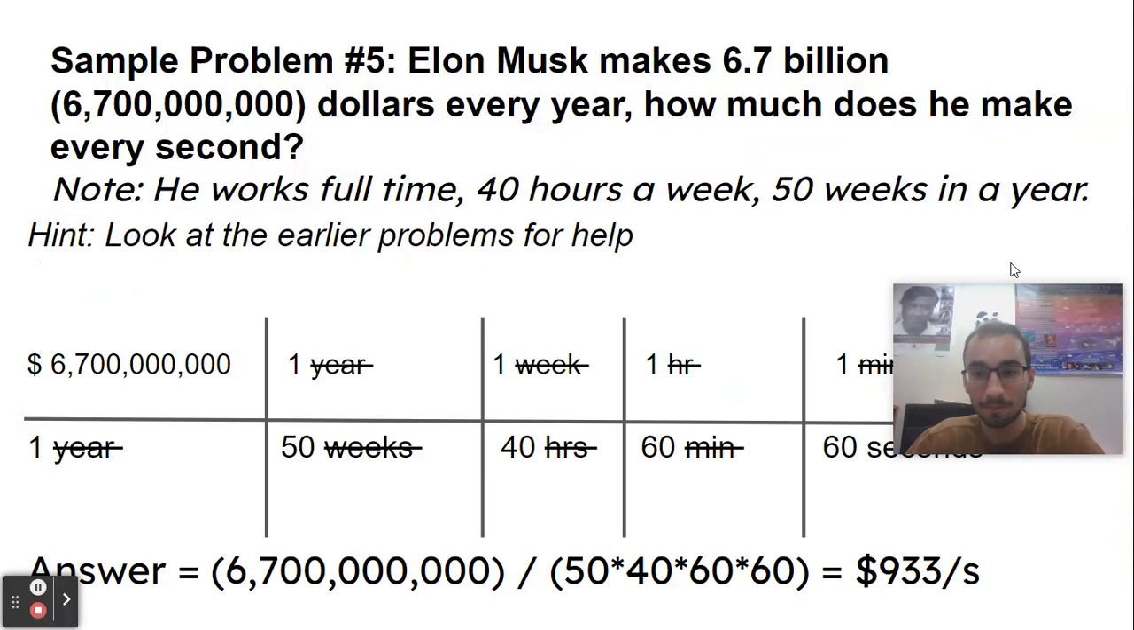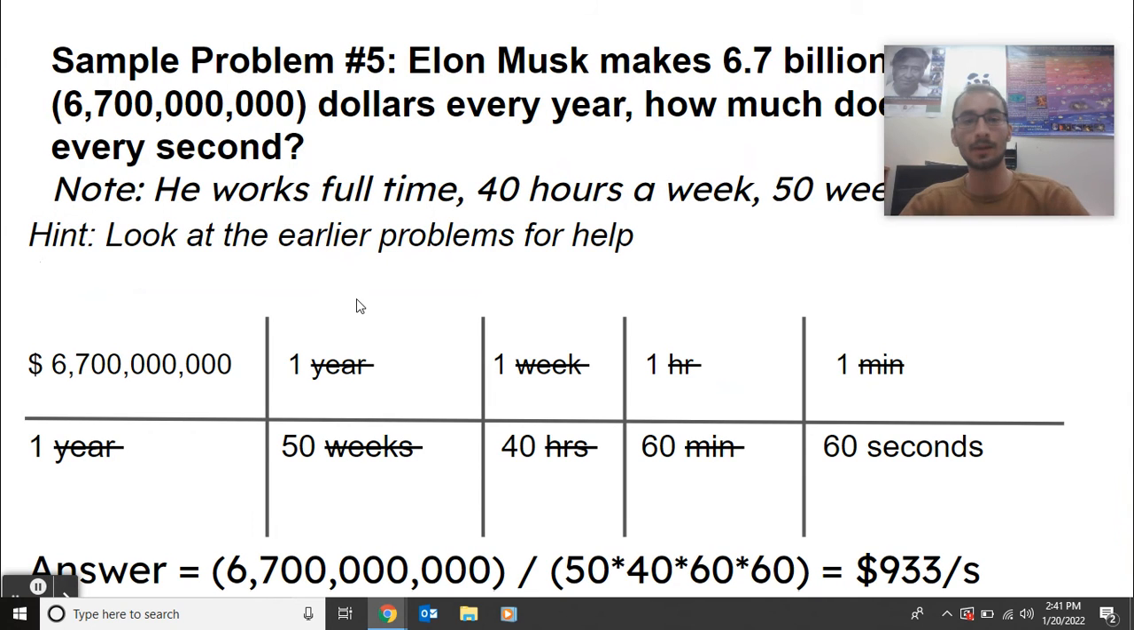Okay, this is going to be a big one, as you would have guessed. So you start with his salary, 6.7 billion per year. We want to keep the dollar sign. We're just going to be doing a lot of dividing to get the seconds. So if he works 50 weeks per year, the 1 year goes on top to cancel out with that one, and then 50 weeks on the bottom.